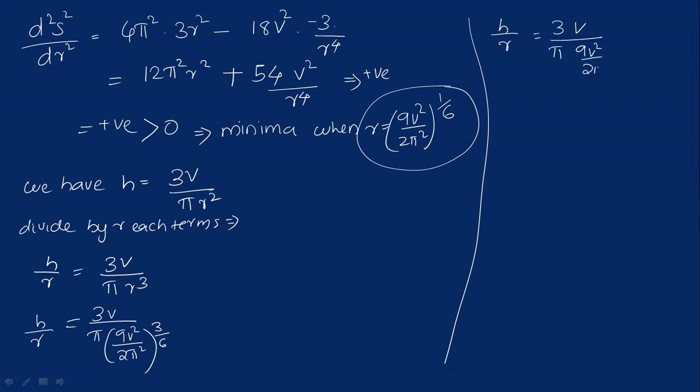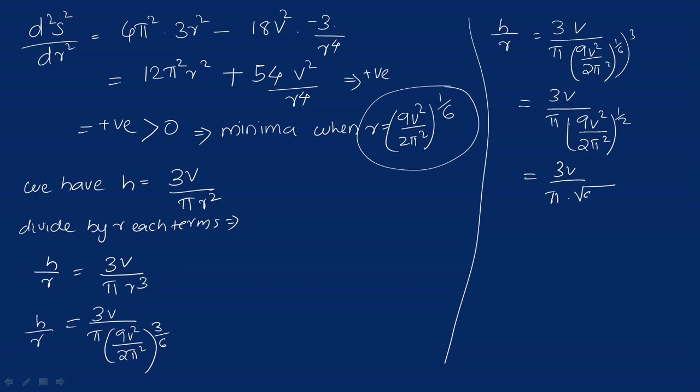So h by r is equal to 3v by π into ((9v² by 2π²) raised to 1 by 6) whole cube, or 3v by π, 1 by 6 into 3, that is 1 by 2. 6 and 3 cancel. So we have 3v by π into (9v² by 2π²) raised to 1 by 2. We can write 3v by π into root of 9v² by root of 2π², taking 1 by 2 as root. So we can write 3v by π into 3v by root 2 π.